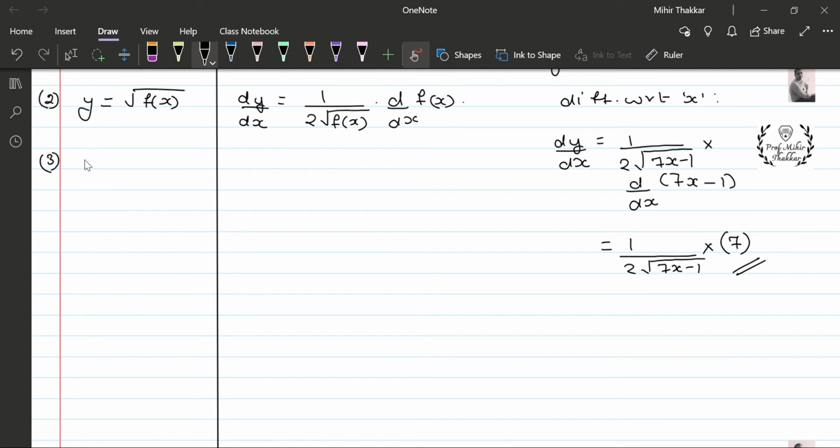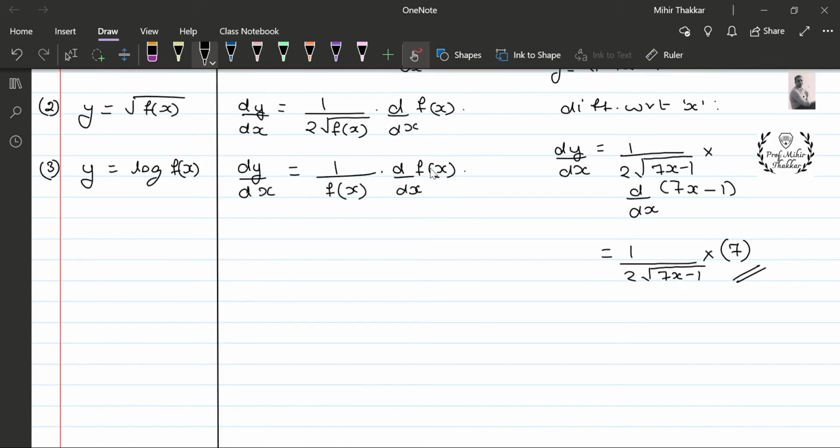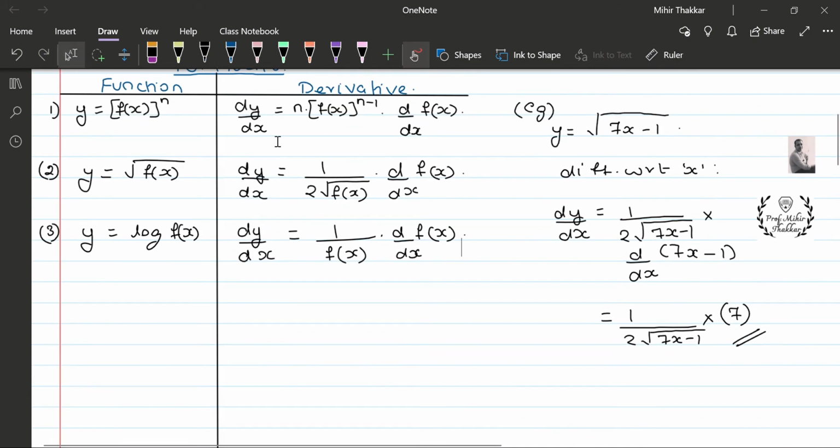Number 3. y is equal to log of fx. What is the derivative of log of fx? It is similar to log of x. The derivative of log x was 1 upon x. So the derivative of log fx will be 1 upon fx into the derivative of fx. Let us take one more example for this.